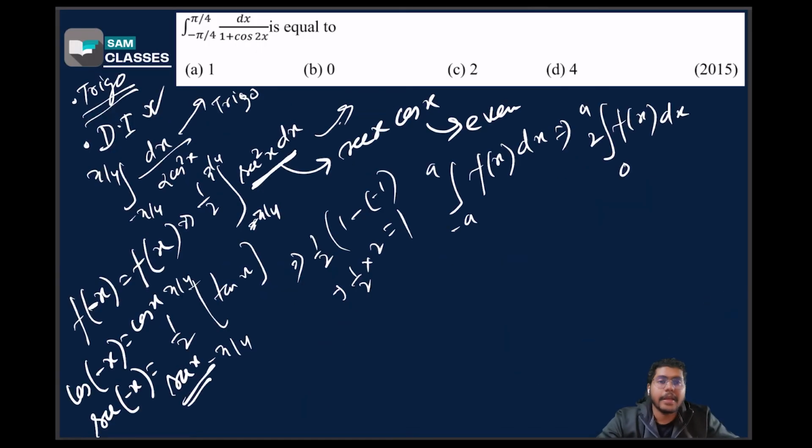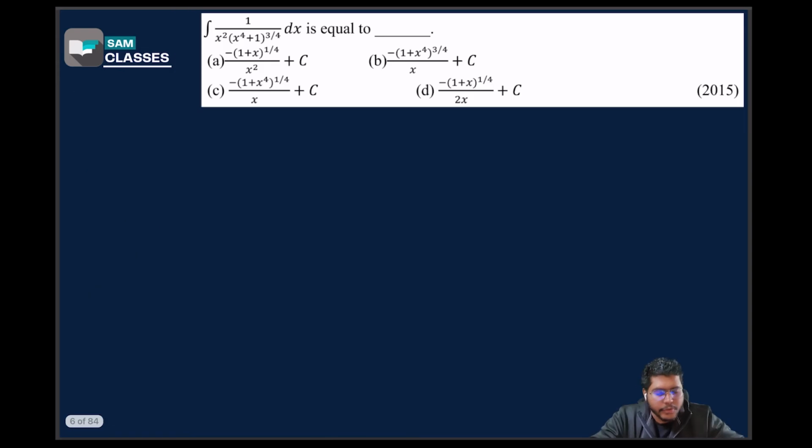Now you'll say, sir, in this case it doesn't help much, but there will be questions where it will be damn helpful. And directly we can mark the answer of this one. That's it. So what's so difficult in this? We solved 3 questions of 2015. None were difficult. Everywhere we started with basic trigo simplification and then the definite integral formula. That's it. So let's see this question.